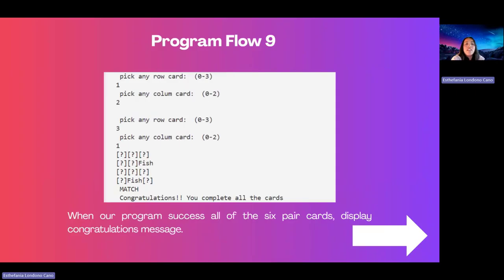As we can see, the first card's pick was 1 and 2. The second one was 3 and 1. So we can find fish, that means match, because we have completed all our six pairs of cards. And when you have completed everything, good. The program is going to run a message. It says, congratulations, you completed all the cards. So that's our game finished, and you have completed everything, step by step.